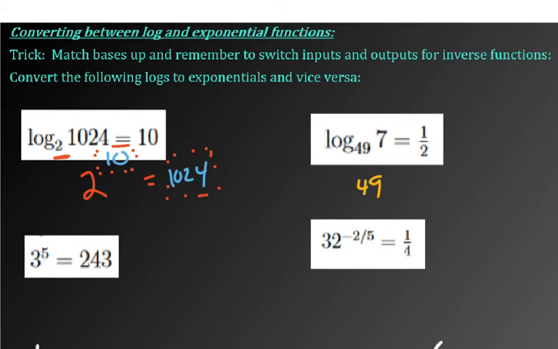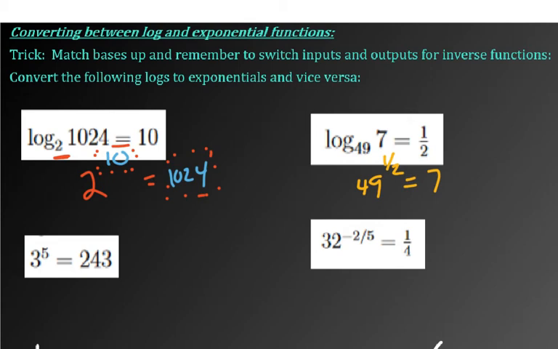So for this one, base 49, right? And then switch inputs and outputs. So 49 to the 1/2 is equal to 7, because it's really just saying the square root of 49 is 7, right? Switch inputs, outputs. The log base 49 of 7 is the exponent 1/2 that you raise 49 to and get 7. That's how you want to think about it.